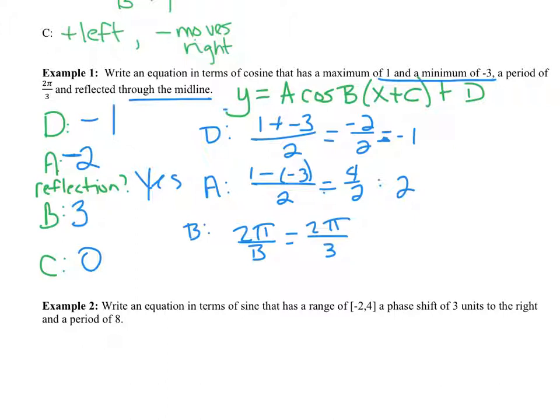So then I simply plug it into this equation right here. It's y equals A is -2, B is 3, make sure you have an x, plus C, then D is -1. There is no C, so you don't put x plus 0, you can just put 3x.